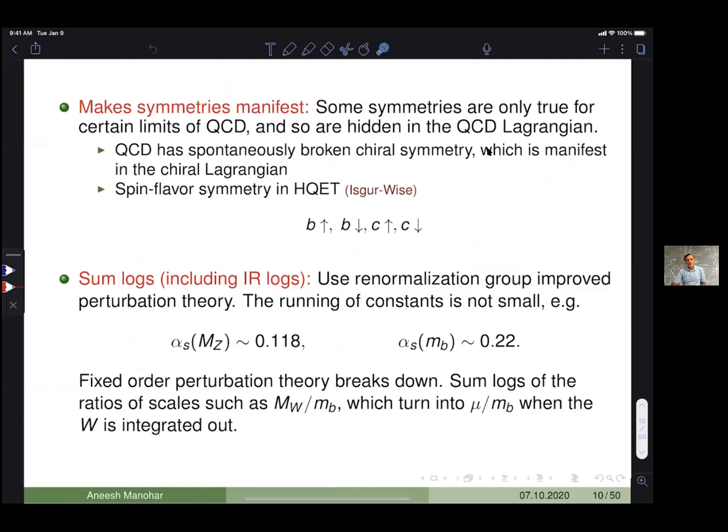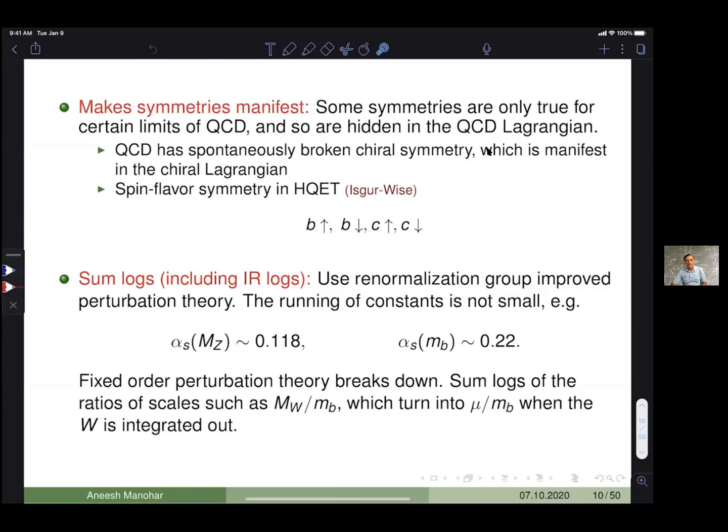The other interesting thing is that it makes some symmetries manifest. So QCD has hidden symmetries. There's a chiral symmetry which is spontaneously broken, which leads to pion interactions, which Professor Weinberg talked about last week. Heavy quark theories have spin-flavor symmetry, the so-called Isgur-Wise symmetry, where you can exchange B and C quarks or flip their spin. It doesn't really matter which quark it is, because if it's very heavy, it's just sitting there at rest.